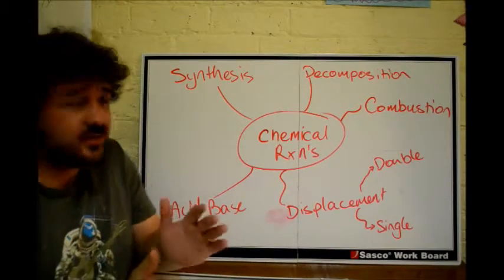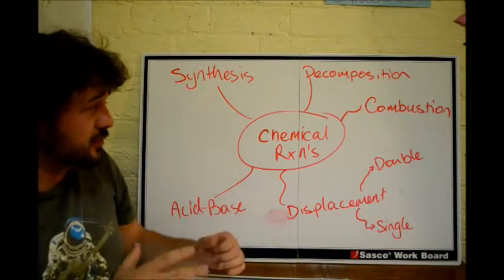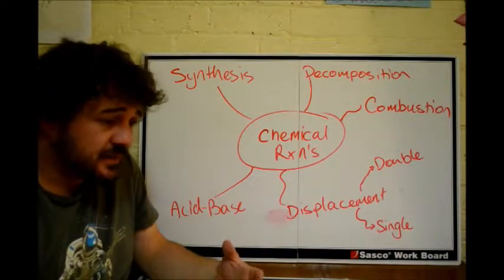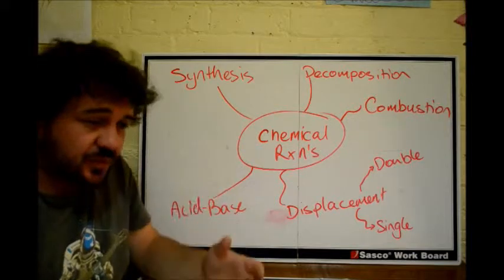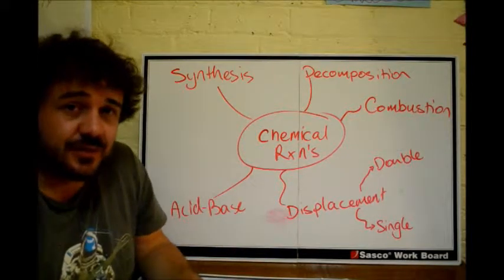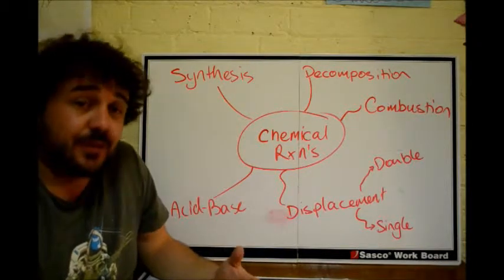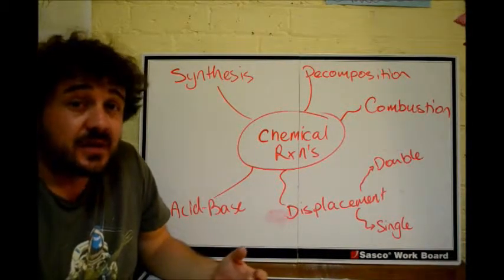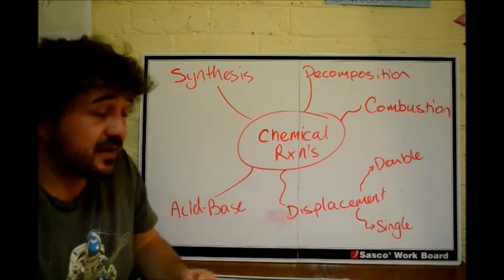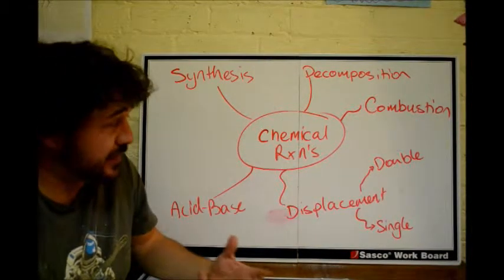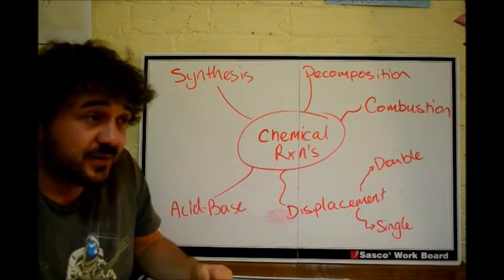Alright chemists, so now we're going to get into chemical reactions and basically the 6 simple generalized chemical reactions, and you should be able to break down most chemical reactions that we deal with into one of these 6 generalized chemical reactions. Now we're going to deal with some more specific types that you'll just need to know.